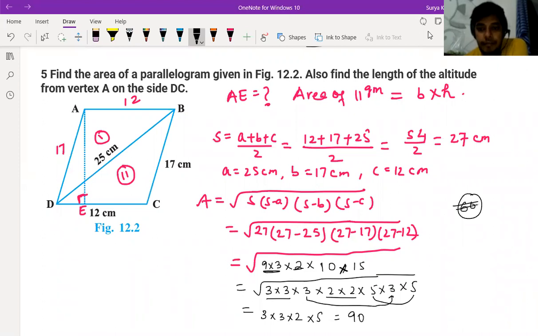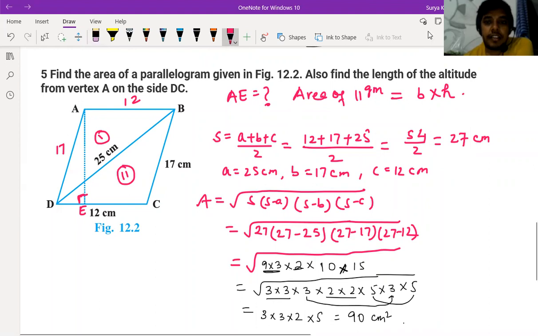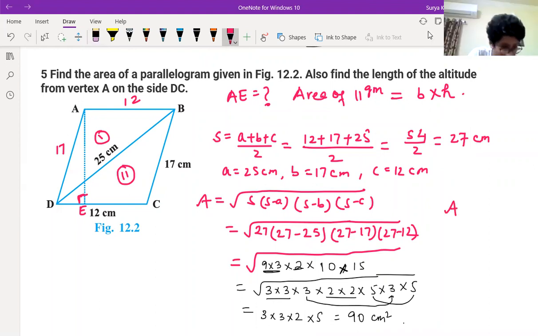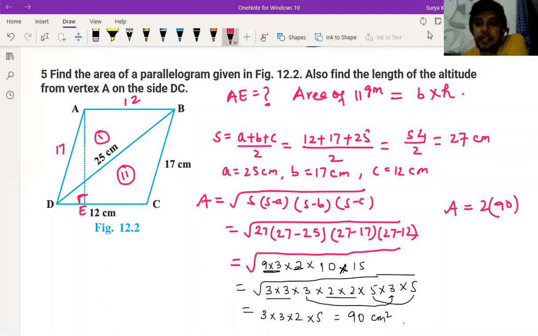Understood? See, you also made a mistake, I also made a mistake. You got 60, I got 30 root 3. So the area of this whole parallelogram is 2 multiplied by 90. So we got it as 180 centimeters square.